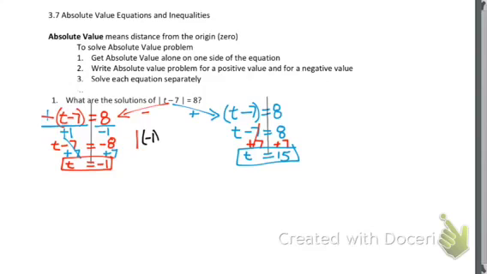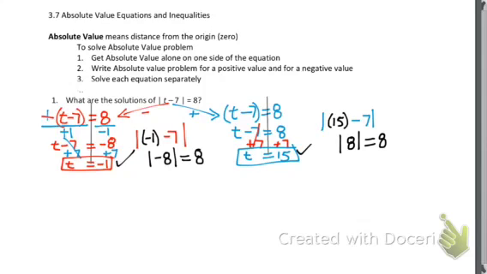So to ensure that this actually works, we want to plug that negative 1 back into the problem, and we get the absolute value of negative 1 minus 7 is the absolute value of negative 8, which is 8, so that one is correct. And checking the other one, we have the absolute value of 15 minus 7, which is the absolute value of 8, which is equal to 8, so that one is correct as well.